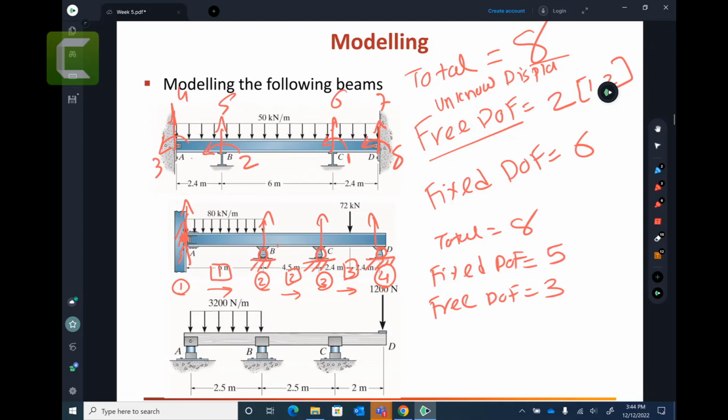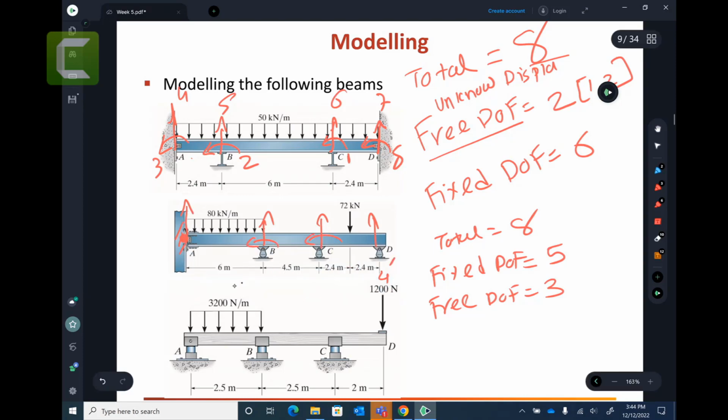And which are the free ones? So these are your free ones. Let me remove everything. So this one here, this one here, this one here, this one here. So free degrees of freedom, that's what we want to start with. So 1, 2, and 3 are free, and then 4, 5, 6, 7, and 8. Okay, that's how the numbering goes.